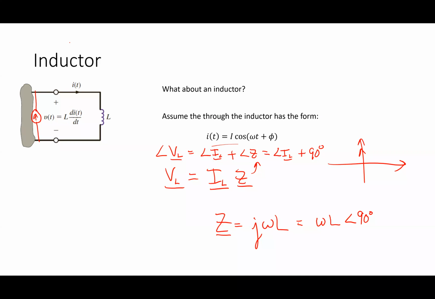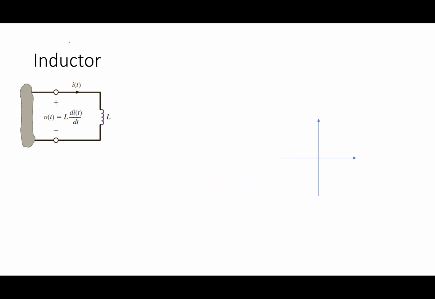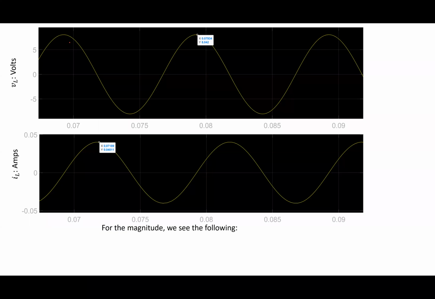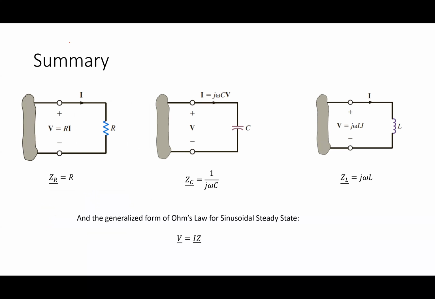We don't need to get too worried about those terms. So what I'm going to do is try to summarize it down to one thing. What do I need to know? The impedance of a resistor is R.